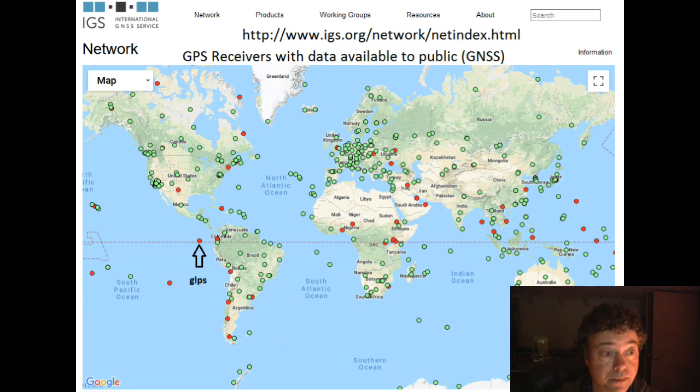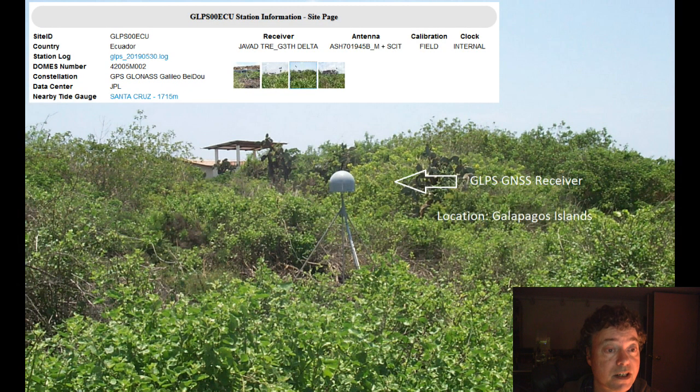Just to show what the GNSS receiver looks like, this is a picture of the receiver on the Galapagos Islands. It's about 2 meters above sea level, and it's just set up with an antenna. They have a log of all the information on it, which is available, shows when the receiver's been changed, all of that kind of thing. So there's plenty of information available, and you can see its location. So we know what we're dealing with when we're getting data from this particular receiver.